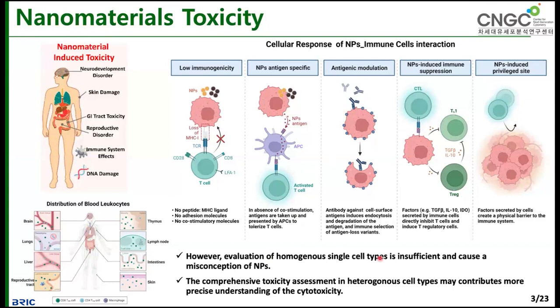So we need some kind of advanced technology, because currently the homogeneous method, like normal bulk RNA sequencing, is insufficient, and sometimes it gives a misconception of the nanomaterial interaction. For example, if we go for the homogeneous response, I will explain a little later, we cannot decide how this cell responds and how that cell responds in the homogeneous observation.